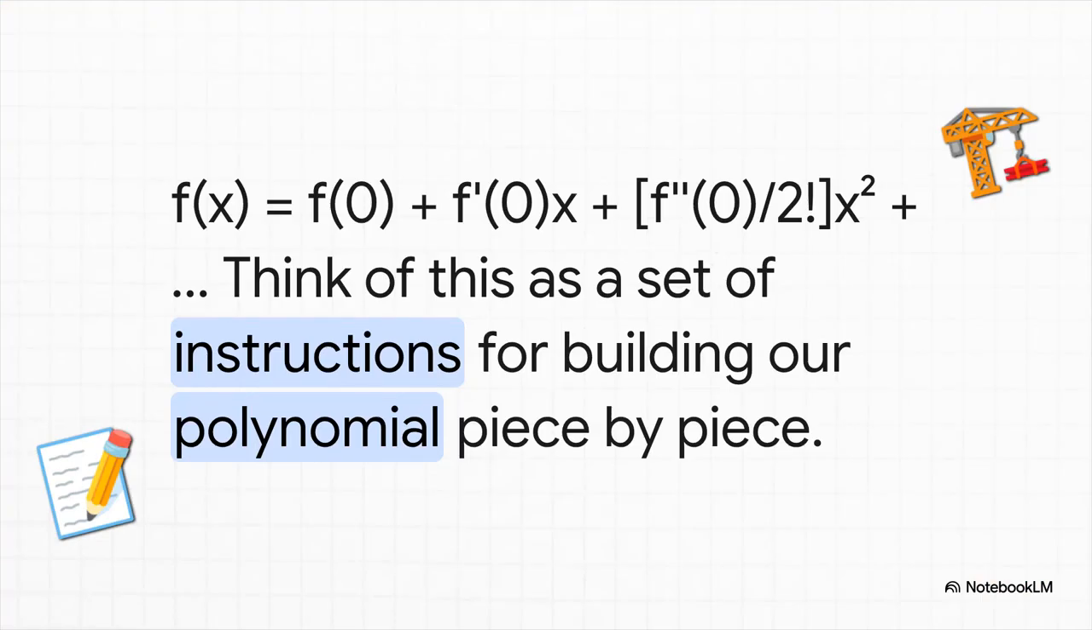Okay, I know what you're thinking. This formula looks a little intimidating at first glance, but let's break it down. Just think of it like a set of instructions for building our polynomial piece by piece. The first piece, f of 0, that just tells us where the function starts, right at x equals 0. The next bit, with f prime of 0, that matches the slope at that point. And the third piece, with the f double prime, that matches the curvature, how fast the slope itself is bending.